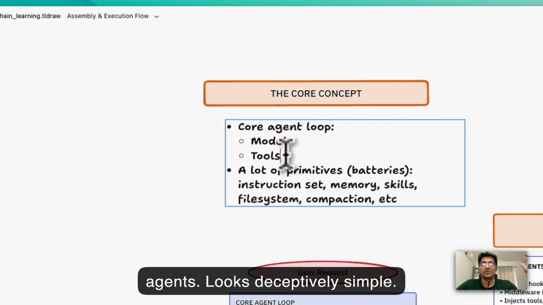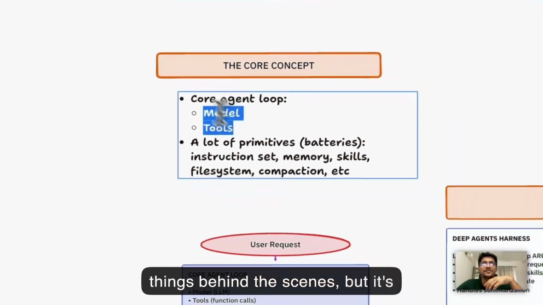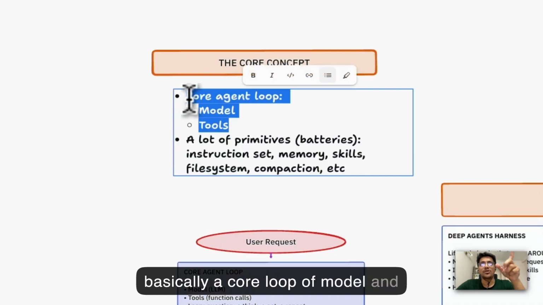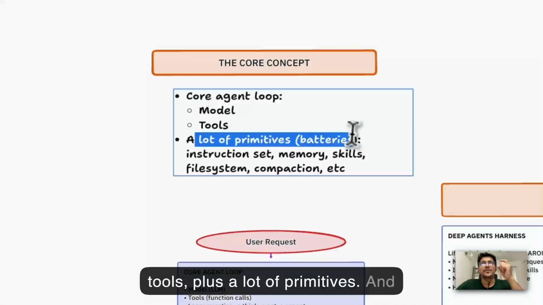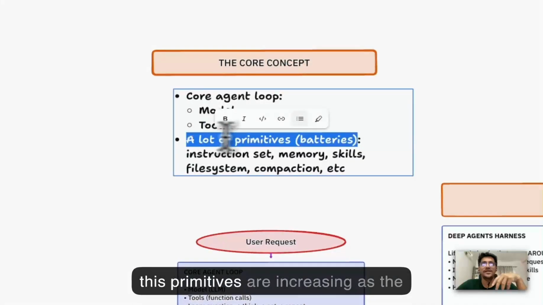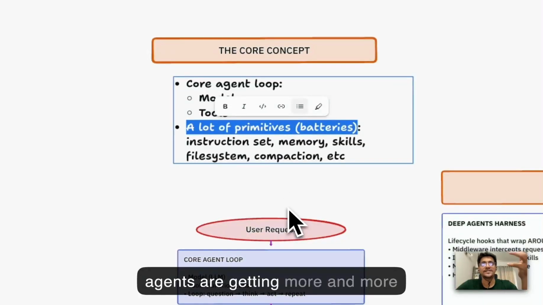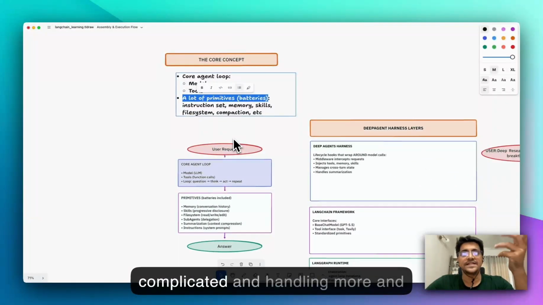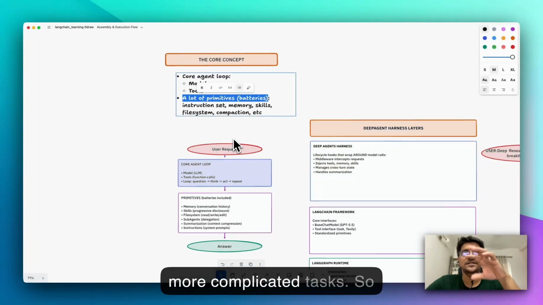Looks deceptively simple. Of course, the agent does a lot of things behind the scenes, but it's basically a core loop of model and tools plus a lot of primitives, and these primitives are increasing as the agents are getting more and more complicated and handling more and more complicated tasks.